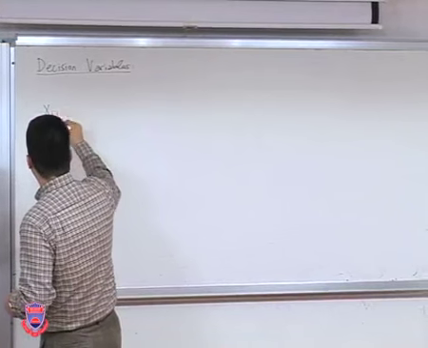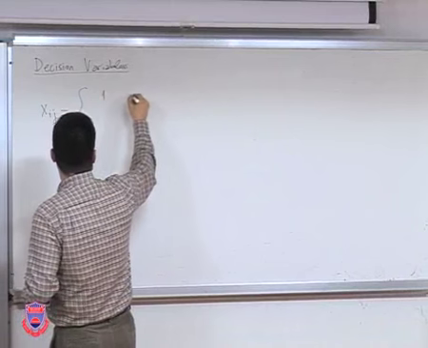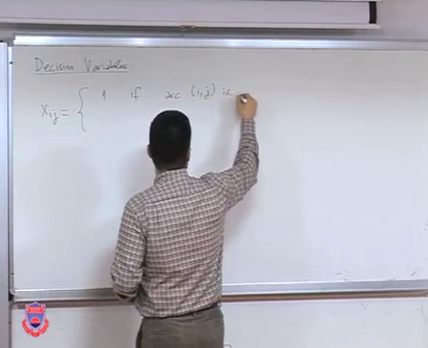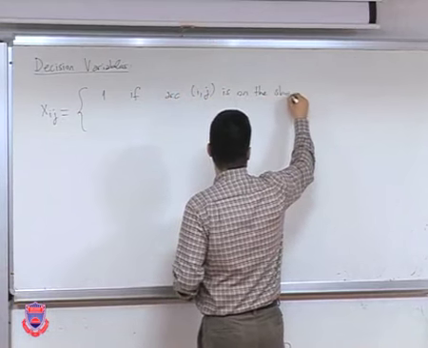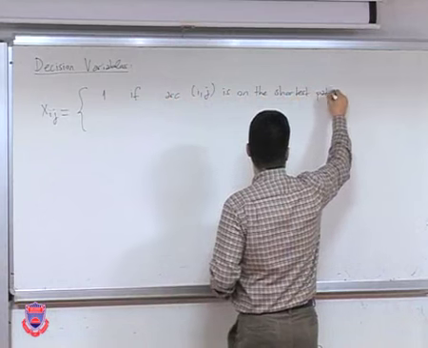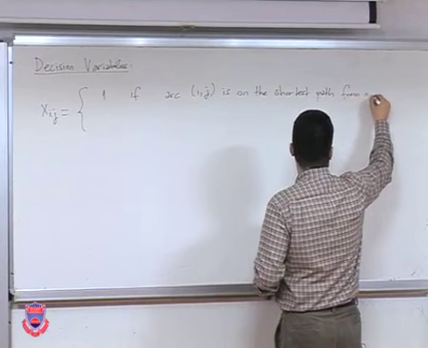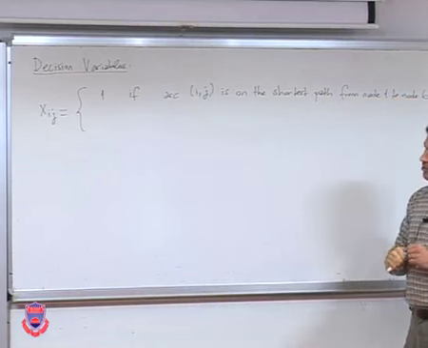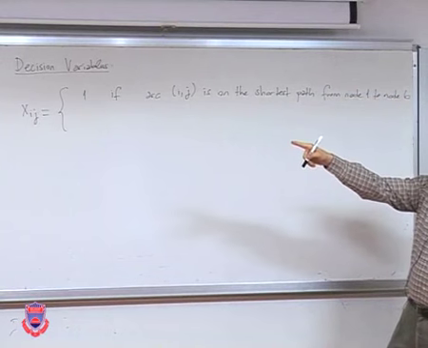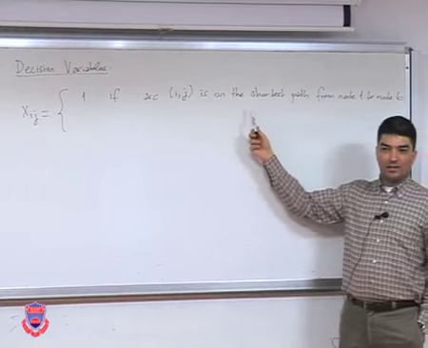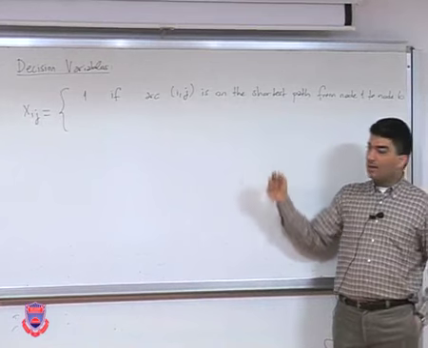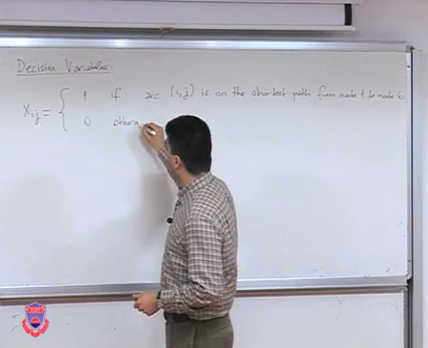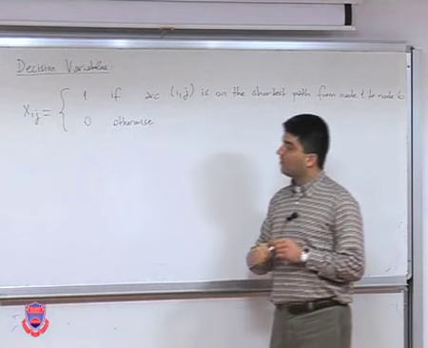So as a result, what I'm going to do is the following. I'm going to define xij, and I'm going to set it equal to 1 if arc ij is on the shortest path from node 1 to node 6. So what does that mean? That means that in going from 1 to 6, am I going to use this arc or not? Am I going to use this flight or not? And it's going to be 0 otherwise.